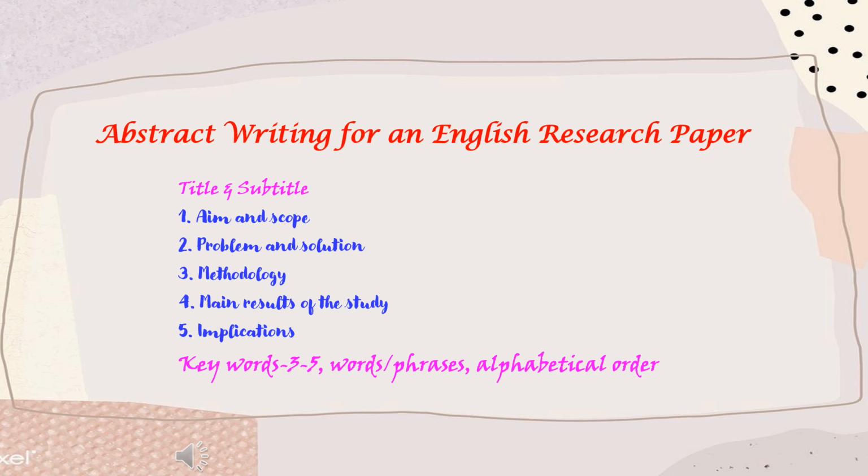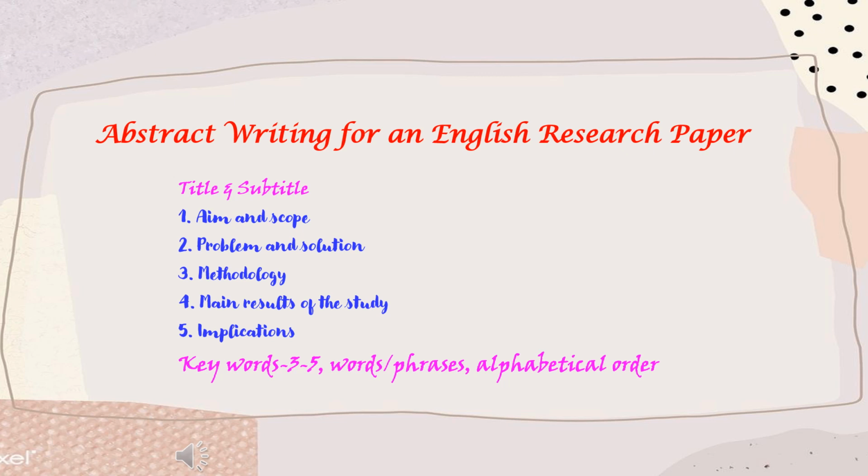Later, the abstract should present the main results. The abstract should present the main results of the study so that it increases the desire of the reader to read more and more. Then provide implications of the study by the end. On the whole, an abstract provides a take-home message for the reader.